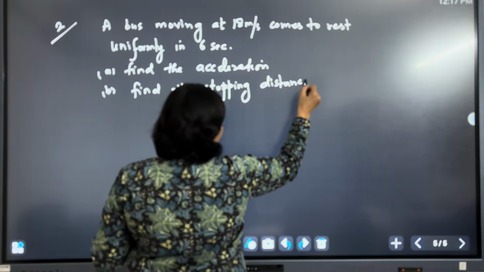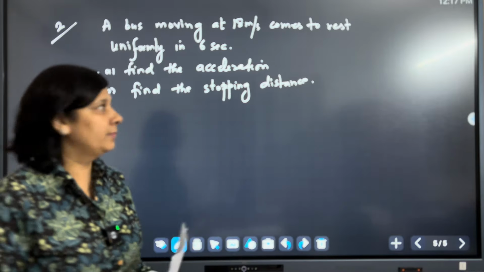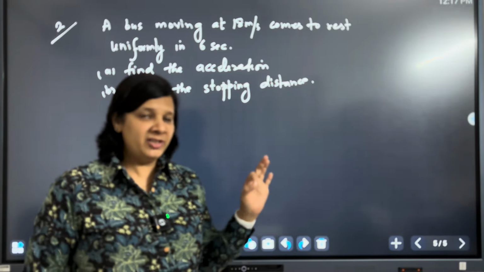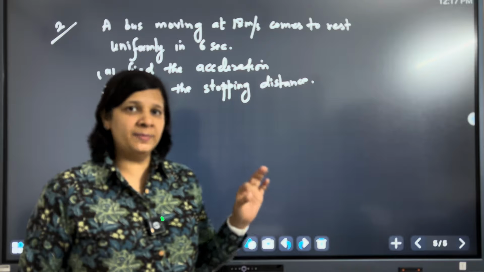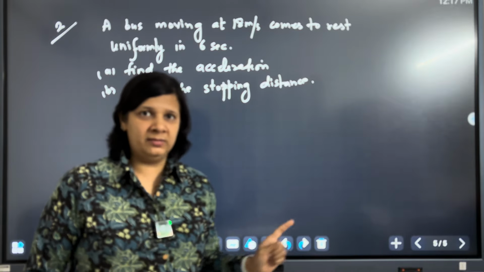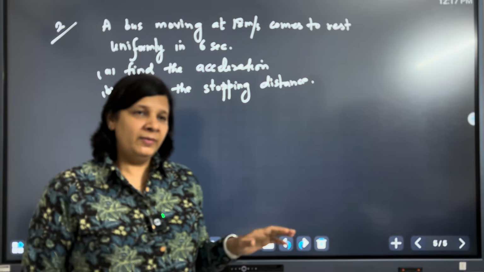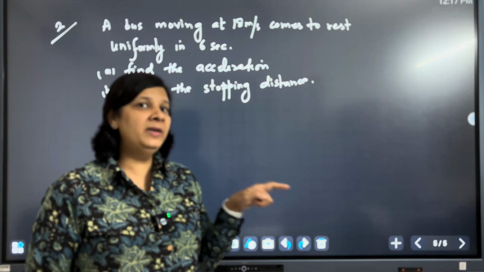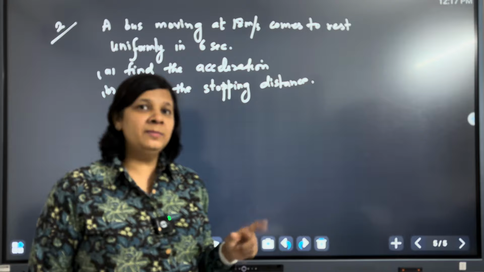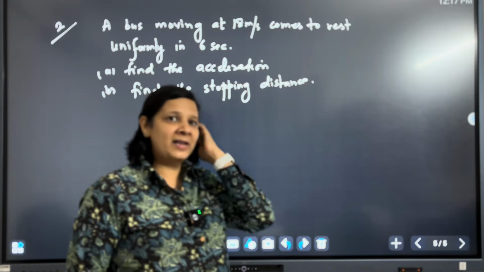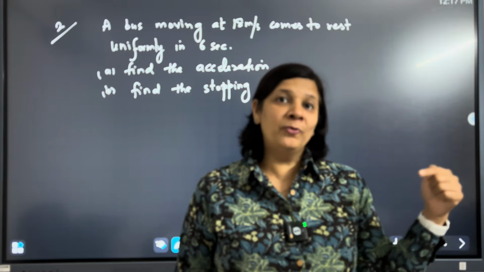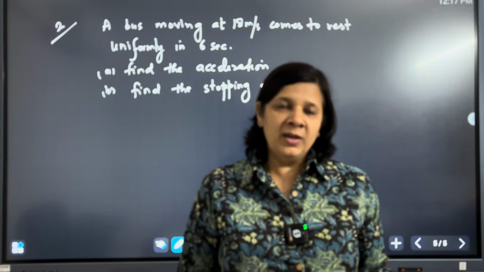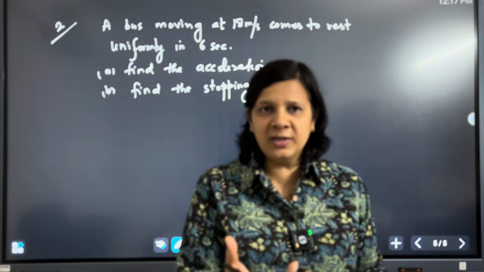Now, first, let us think about the question. The bus was moving at 18 meter per second. It means the initial velocity of the bus is 18 meter per second, and it is coming to rest. How will the bus come to rest? When the driver presses the brakes, right? Pressing the brakes, the speed will decrease. And speed will decrease means what? When the acceleration is in the opposite direction. The force is in the opposite direction, right? Then only the speed will decrease. If the force is in the same direction, the speed should increase.